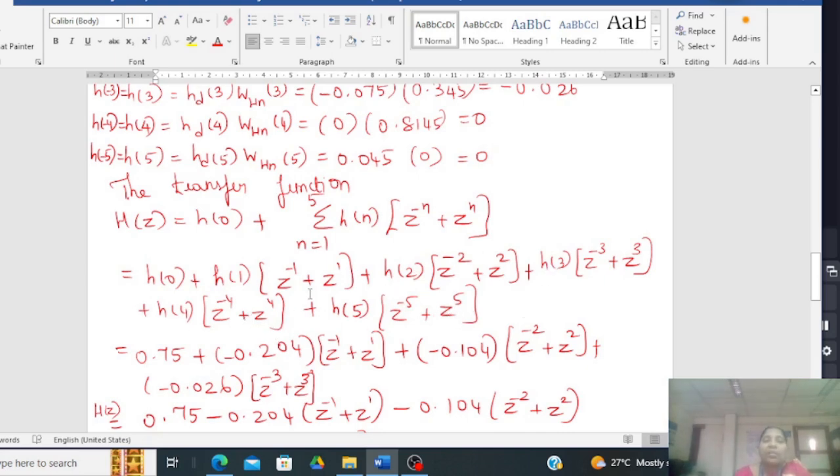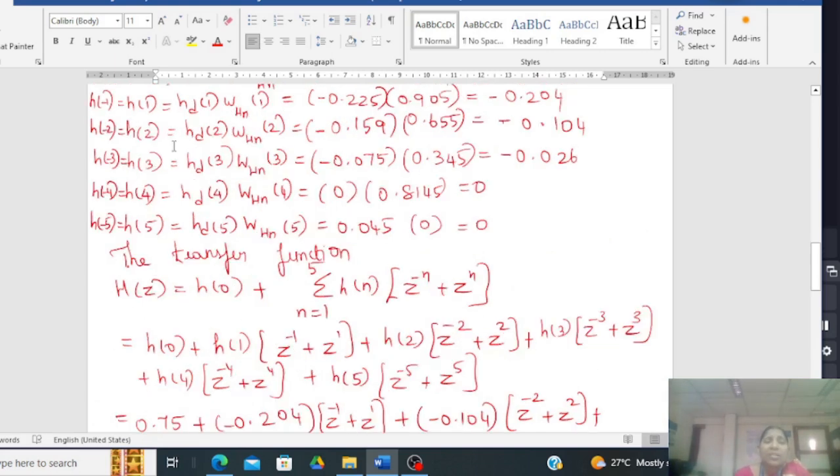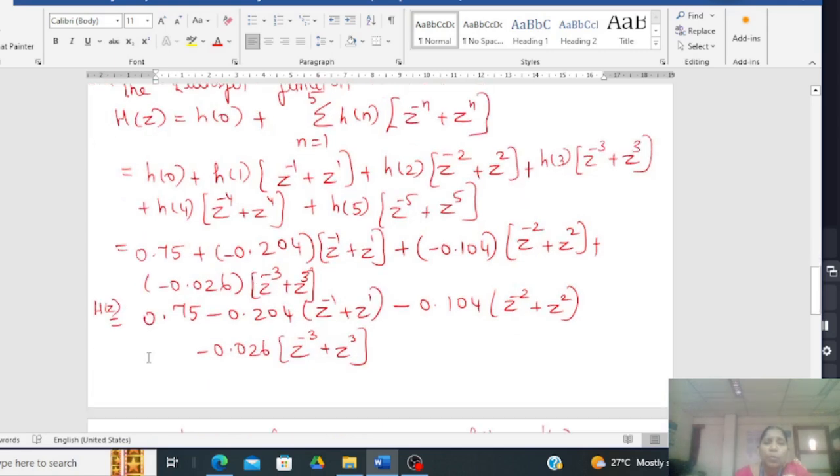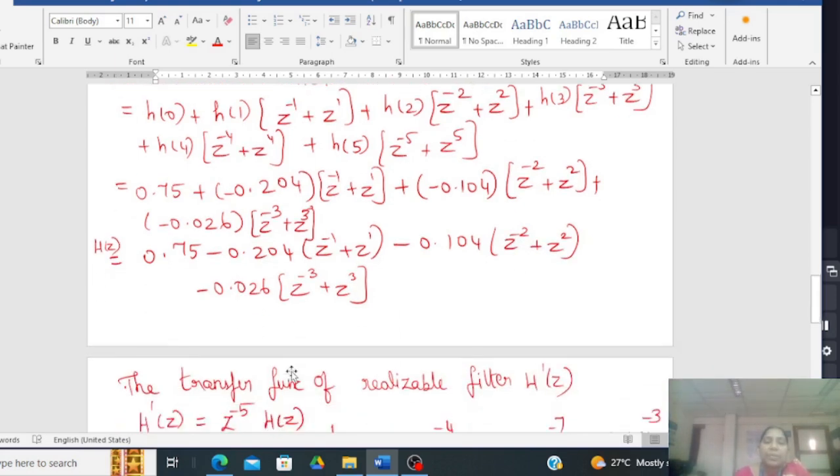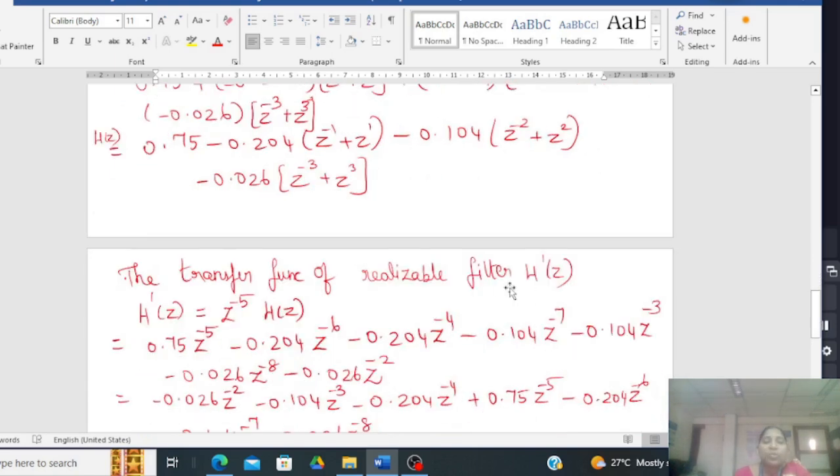Now in this equation, after substituting these h of 0 values, you will get the h of z expression as 0.75 minus 0.204 z power minus 1 plus z power 1, minus 0.104 z power minus 2 plus z power 2, minus 0.026 z power minus 3 plus z power 3. Then the transfer function of the realizable filter is given by h dash of z, which is z power minus 5 into h of z. We need to multiply the h of z with z power minus 5.